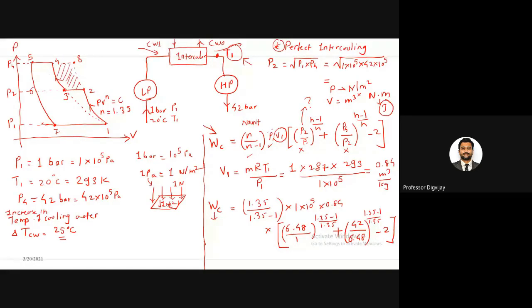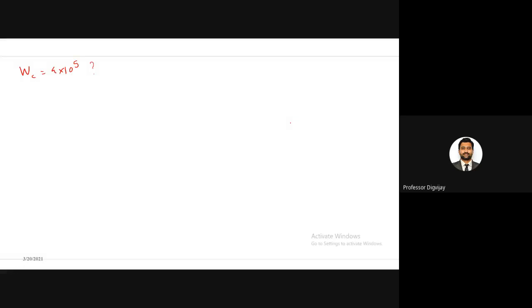Okay. If this volume is given in meter cube per minute, only in that case will your unit of work be in watts. But here in this case the volume is in meter cube, so we have to write that in joules. So this will be joules per kg.